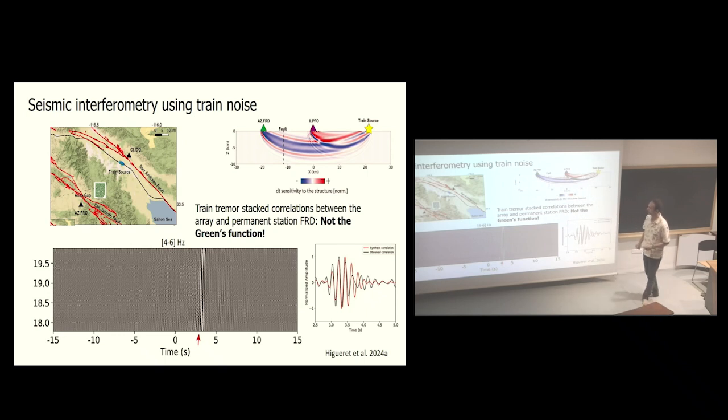Sensitivity kernel meaning how much a change of velocity within the structure will affect the travel time of this arrival here. And this can be mapped here and essentially corresponds to the propagation, again, of a ballistic P-wave traveling within the upper crust.